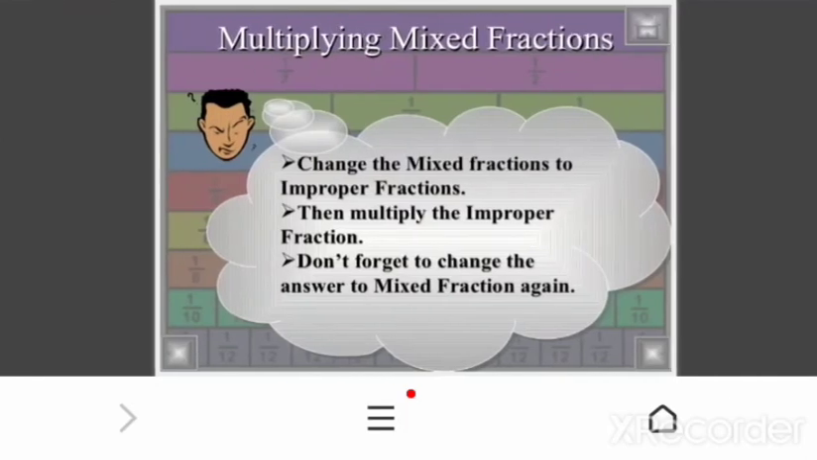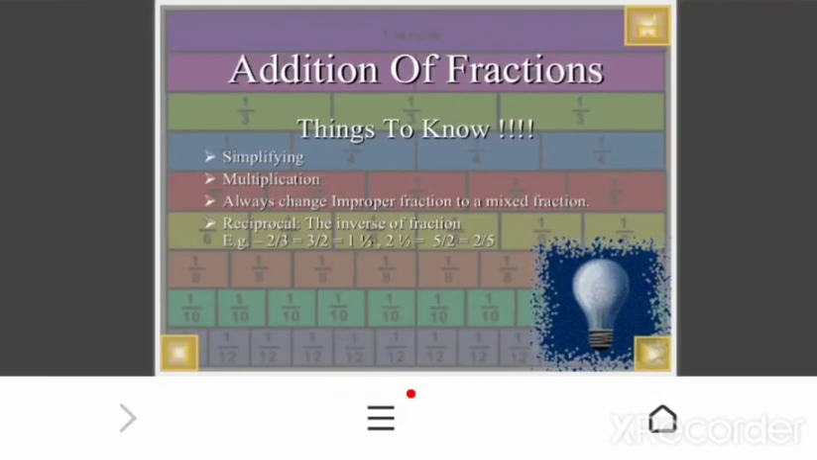Now children, one more thing to remember is multiplying mixed fractions. What will you do? Change the mixed fraction to an improper fraction, then multiply the improper fractions, and last, don't forget to change the answer to a mixed fraction again. Now children, addition of fractions, you all know. Things to know: simplifying, multiplication, always change an improper fraction to a mixed fraction.